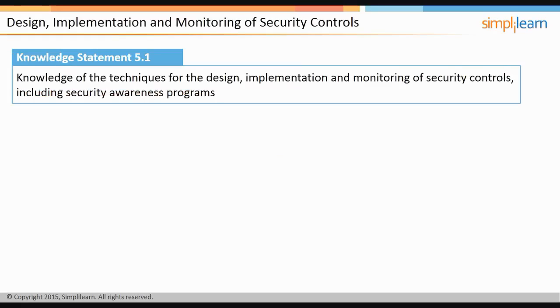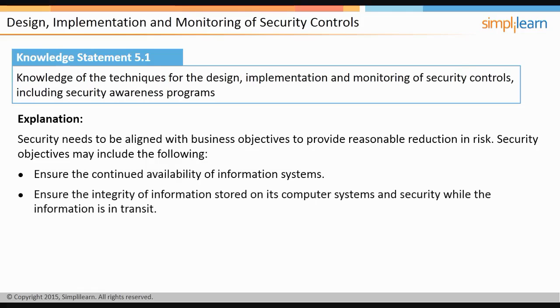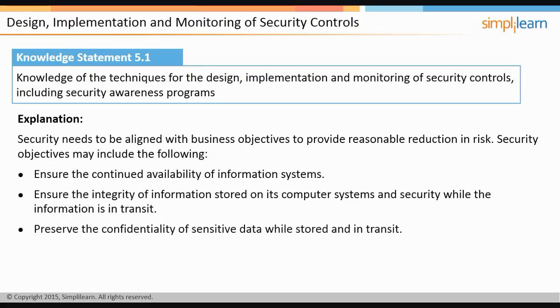The key knowledge statement is to understand the techniques for the design, implementation, and monitoring of security controls, including security awareness programs. Security needs to be aligned with business objectives to provide reasonable reduction in risk. Security objectives may include the following: ensure the continued availability of information systems, ensure the integrity of information stored on its computer systems and security while the information is in transit, preserve the confidentiality of sensitive data while stored and in transit, ensure compliance with applicable laws, regulations, and standards.